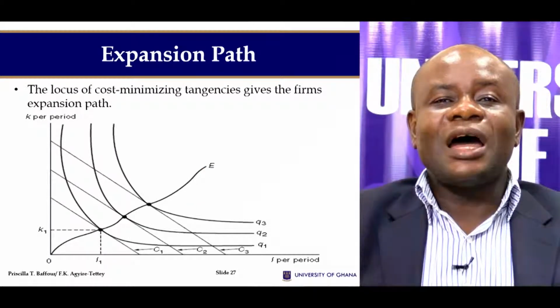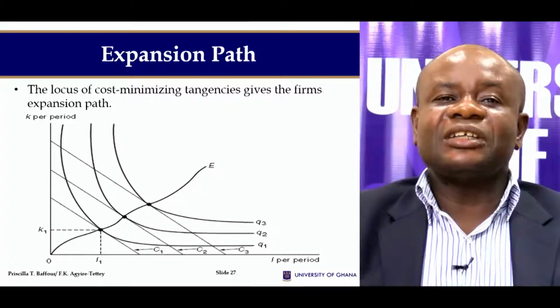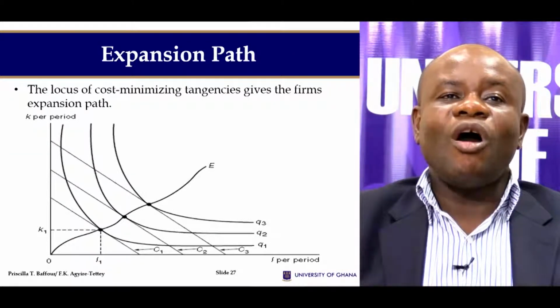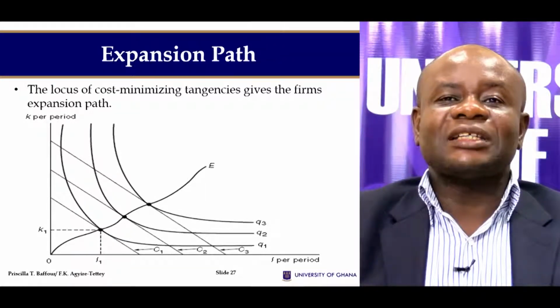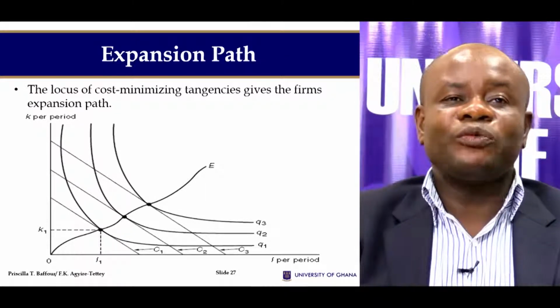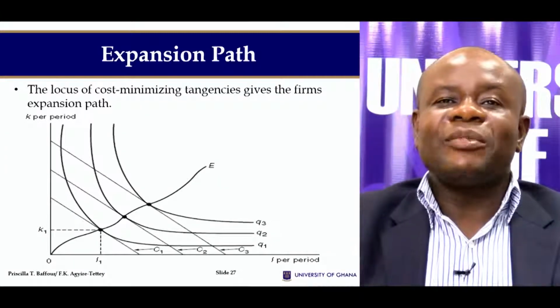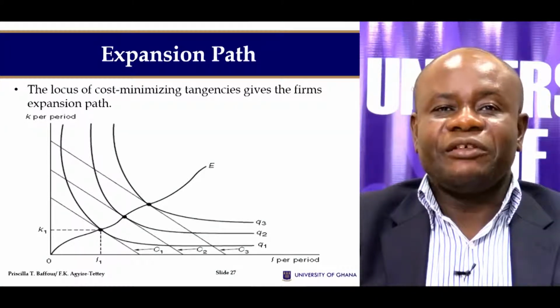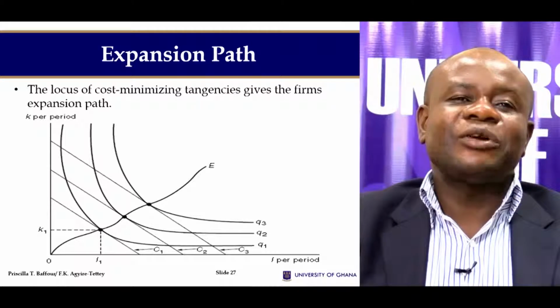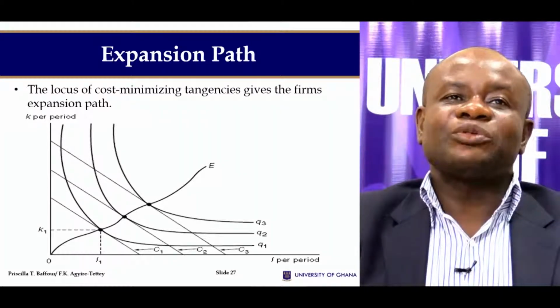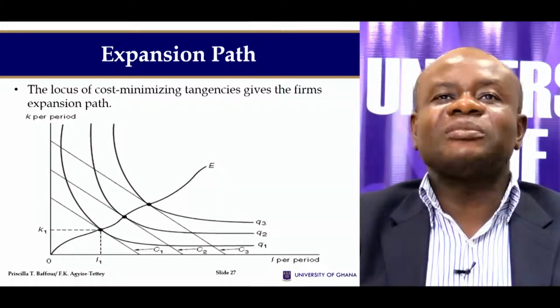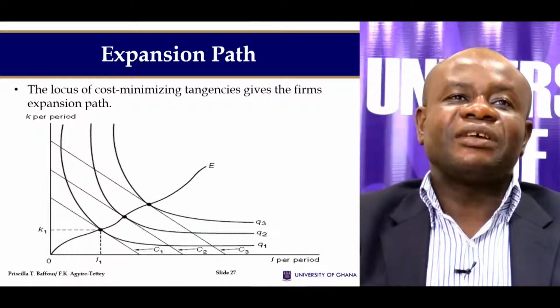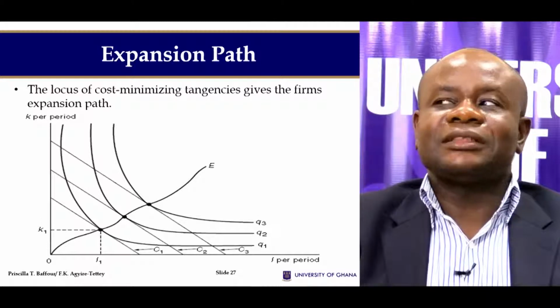And when it is tangential to a higher isoquant, that means that we're going to require more capital and labor to produce that higher output, because as you move to a higher isoquant, the output level is increasing. And when we trace this equilibrium path, it is what we are referring to as the expansion path. So the locus of cost minimization tangencies gives the firm's expansion path.